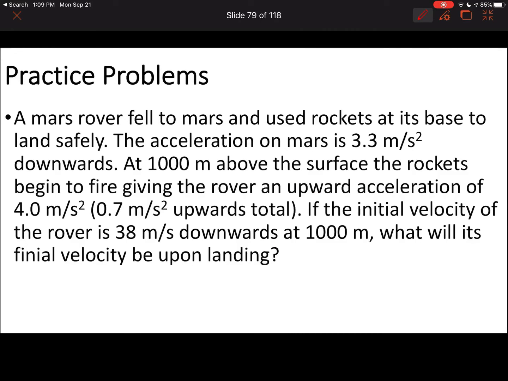All right, and here's a much tougher problem. A Mars rover fell to Mars and used rockets at its base to land safely. The acceleration is 3.3 meters per second squared downwards. At 1,000 meters above the surface, the rockets begin to fire, giving the rover an upward acceleration of 4.0 meters per second squared. But we need to cancel these 2, that we have a downwards of 3.3, an upwards of 4, and so our total acceleration upwards is 0.7 meters per second squared. The initial velocity of the rover was 38 meters per second downwards when it was 1,000 meters above the surface. What will its final velocity be upon landing?